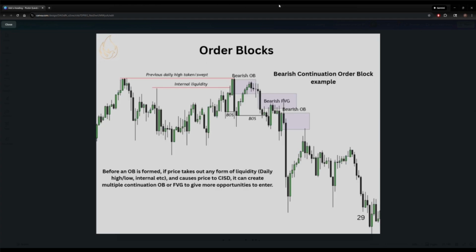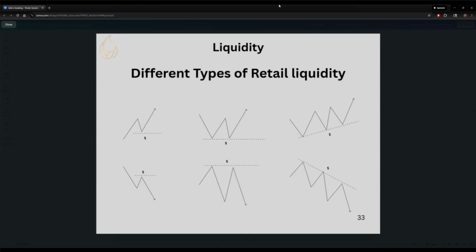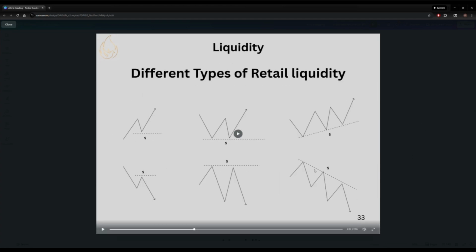Trendline liquidity is this. This is trendline liquidity. Ah, that's why you guys would connect those. Okay. Yeah, I didn't understand that before.